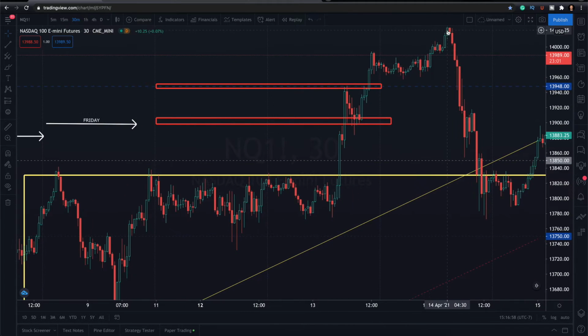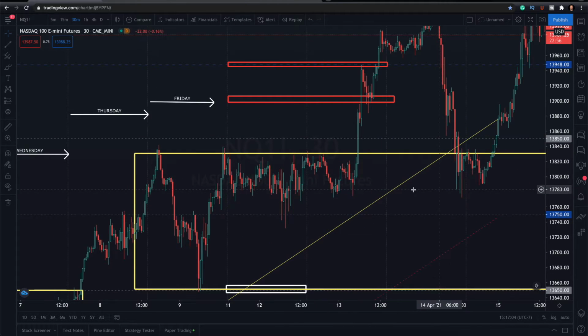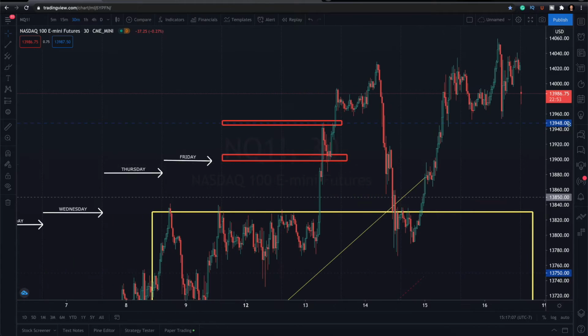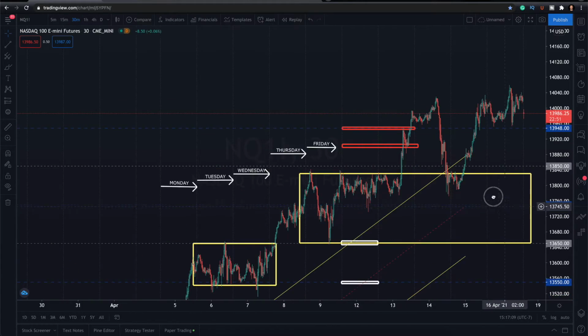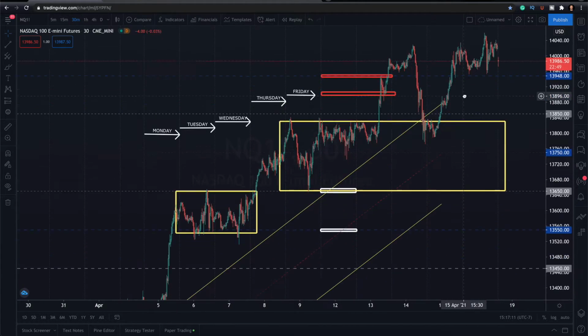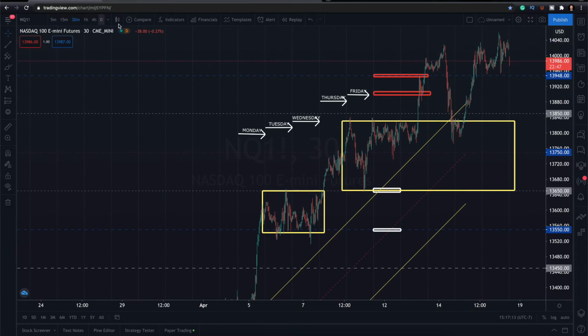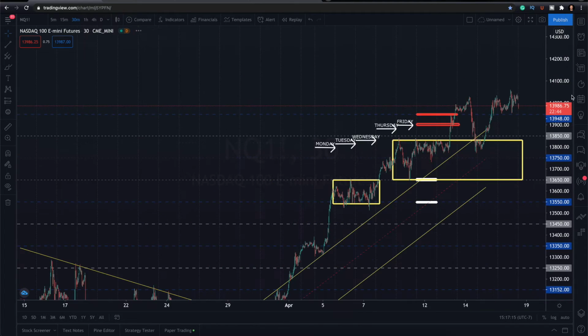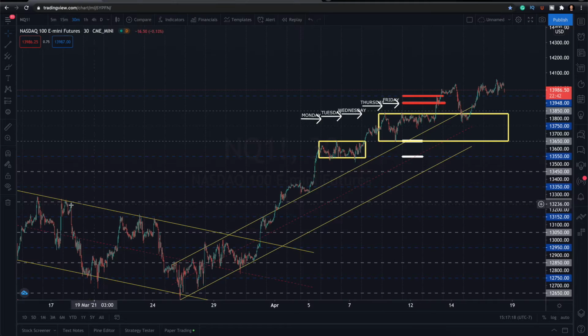Then we came back, we did a very nice pullback back to this range high area. And right now what we're doing is we're creating another range, and we kind of bounced off of this channel, and I'm going to zoom out to show you guys that this channel has been acting as our support since we broke out of the bullish flag pattern.